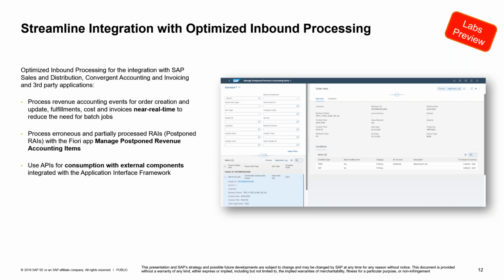That's one area. Secondly, we still have to assume that not everything always runs fine, and as a result, there's also a new Fiori app to manage what we call postponed revenue accounting items. If there's any issue like a GL account cannot be derived or whatsoever, then this would end up in a work list, and then as a result, a user could go through that. And finally, for the consumption with external components, we will also offer dedicated APIs, and these APIs should be governed through the application interface framework. That's also in the plans and in the works from development.